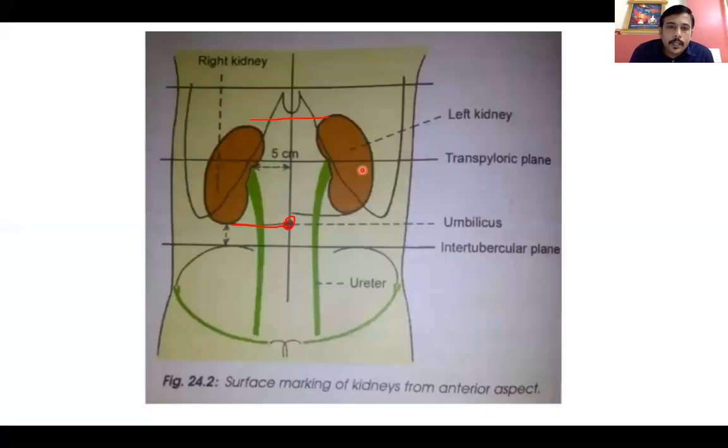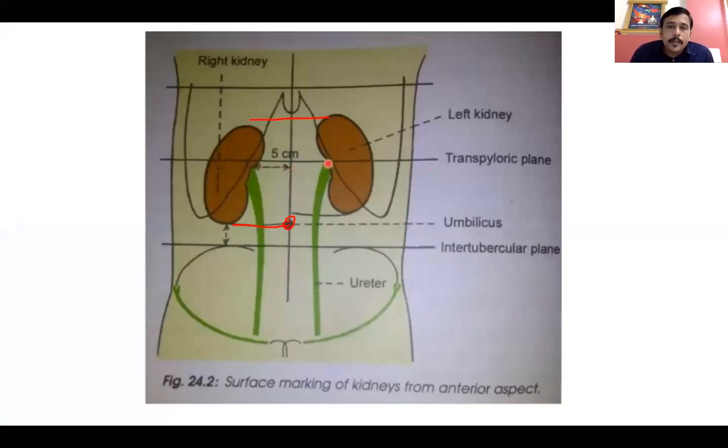In this picture, you can see this is the transpyloric plane, and the midline is here. This is the midline, 5 centimeters towards the right side, a little below the transpyloric plane. So just go along the transpyloric plane towards the right side, approximately 5 centimeters, and a little below will be the hilum of the right kidney.